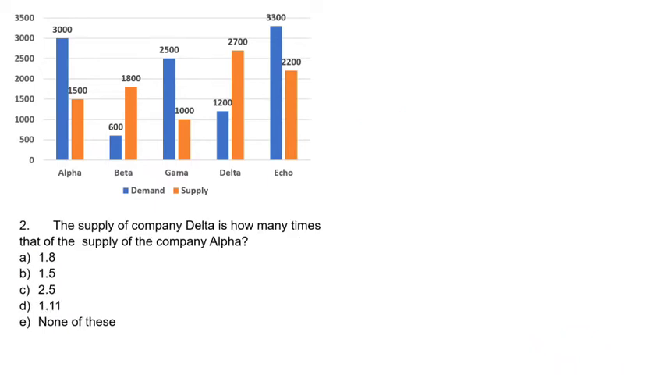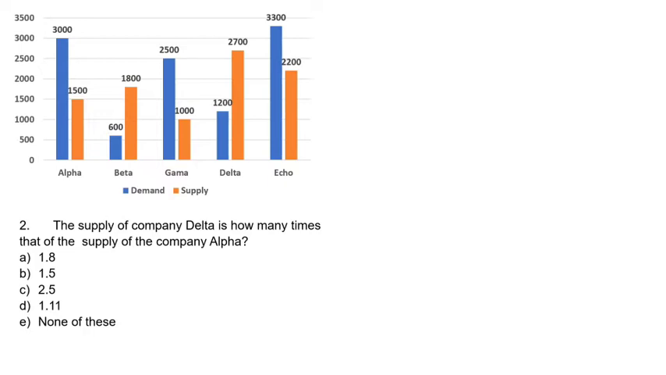The supply of company delta is how many times that of the supply of company alpha? So here again, every time you need to write it. This is only for practice. I am writing all these things. You have to read the question from the given data, analyze it fast and then mark the answer.